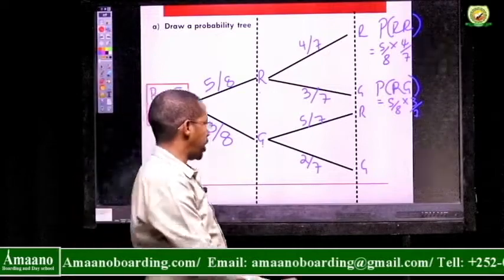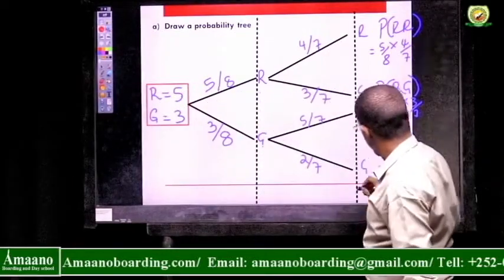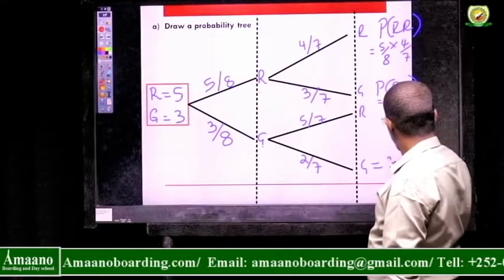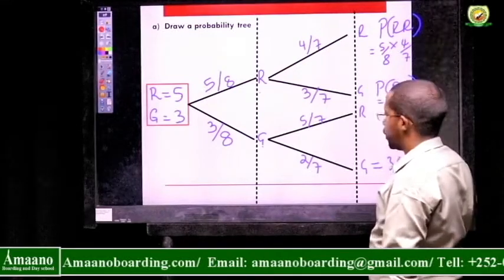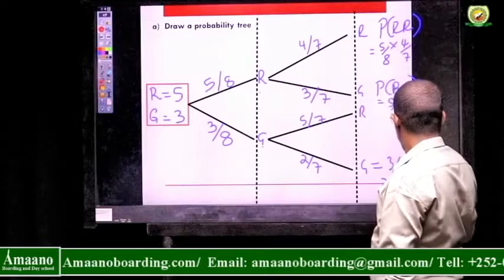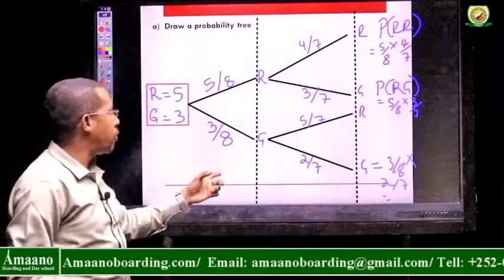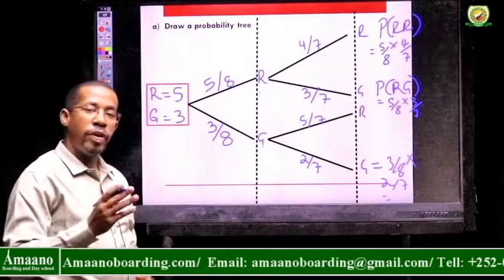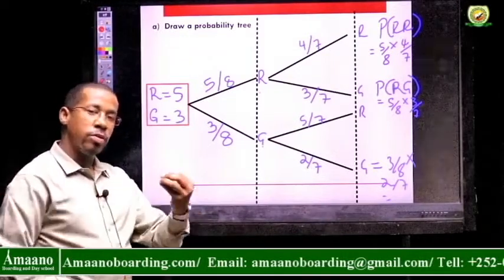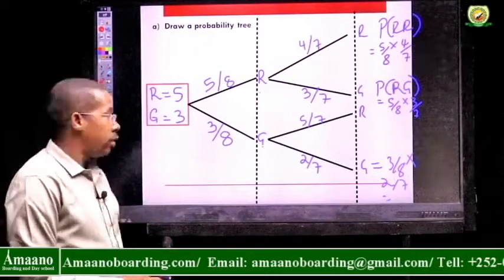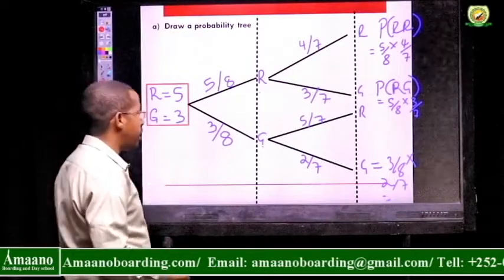You can fill the whole table, the whole tree diagram. This one is 3 over 8 times 2 over 7. You multiply and fill the whole probability tree diagram. This is how you do a probability tree diagram where there is no replacement. The numbers go on reducing depending on how many times you have drawn. This is our tree diagram.